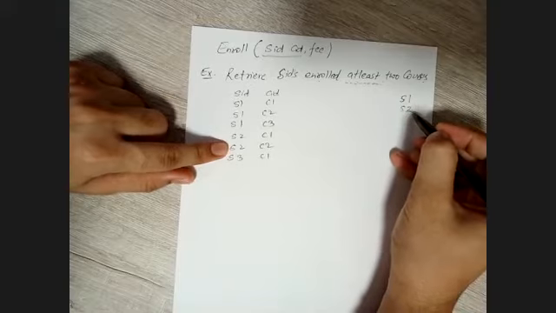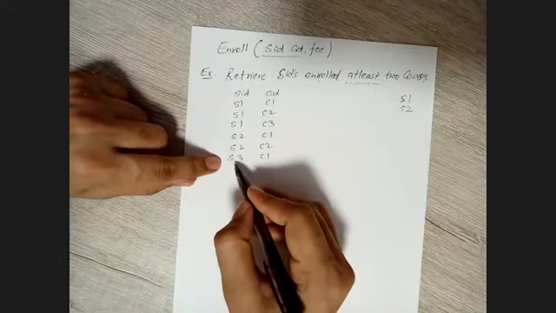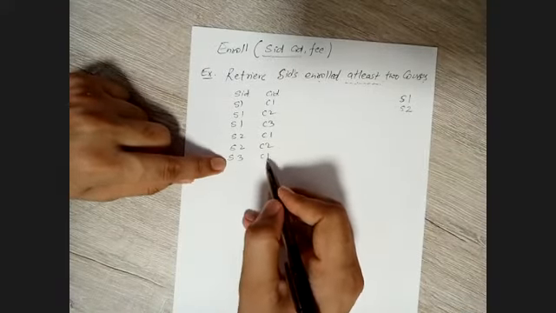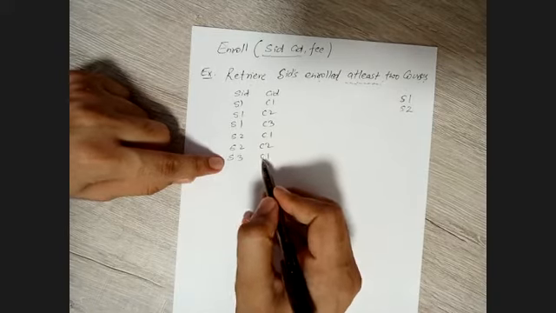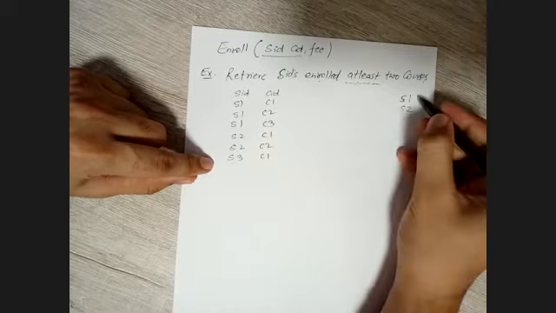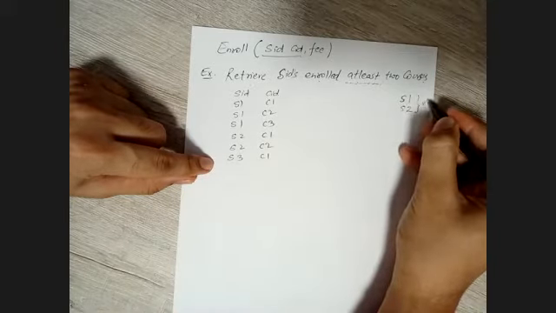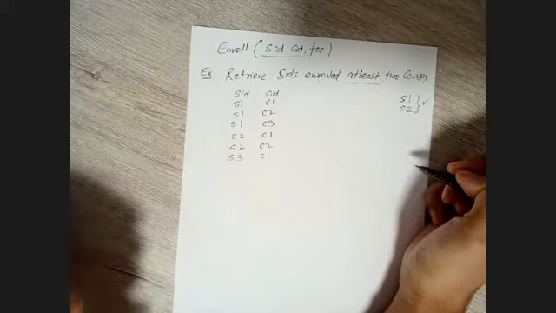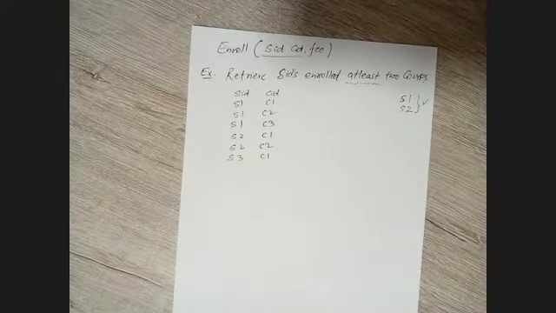That's fine for S2. But looking at S3, S3 is enrolled in exactly 1 course, so this row should not be included here. Our output should be S1 and S2 only. So what should be the logic here?